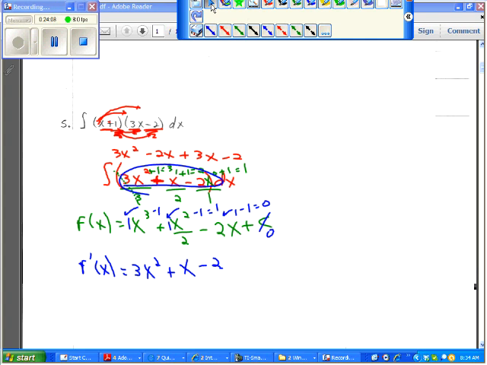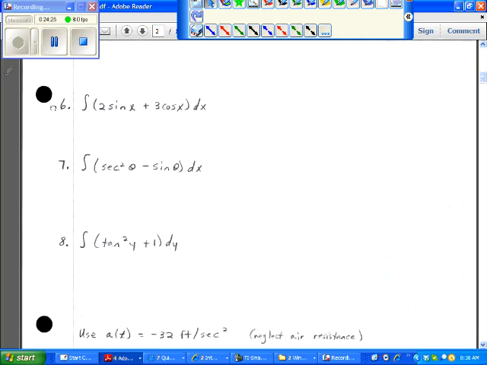When we had a quotient, we distributed to create a sum or difference. When we had a product, we distributed to create a sum or difference. Any questions on the first 5? Okay. The next examples that we have are some trigonometric examples.